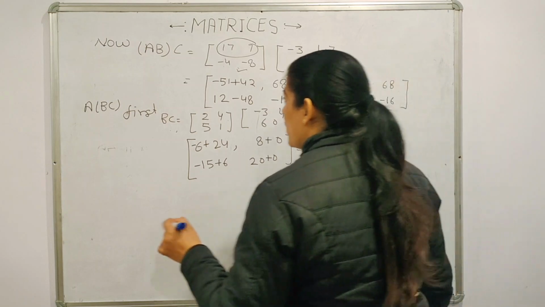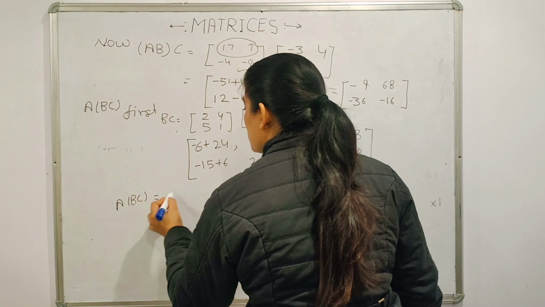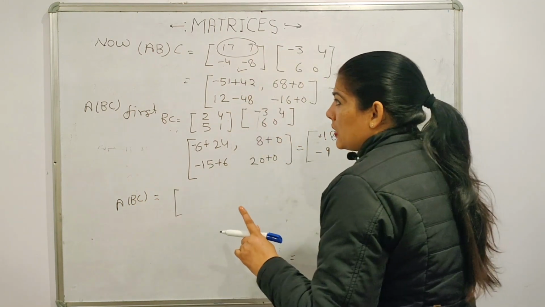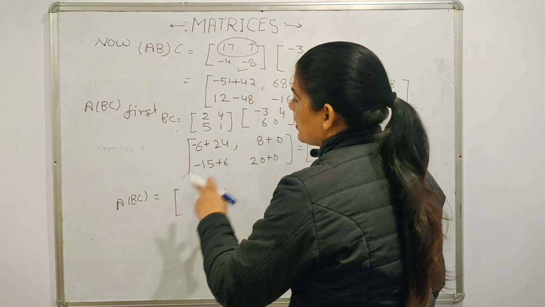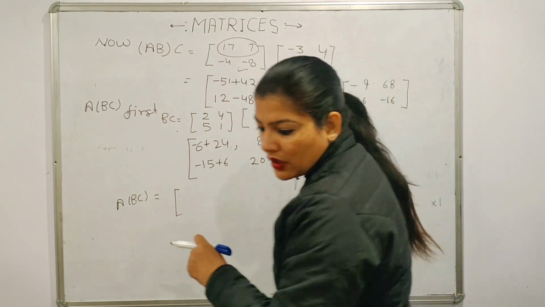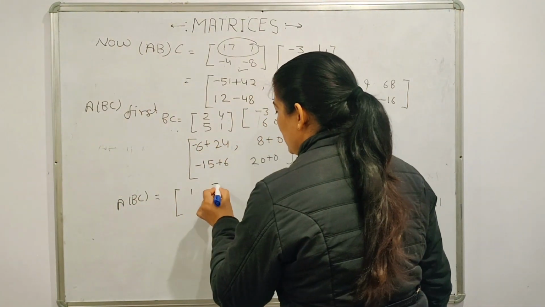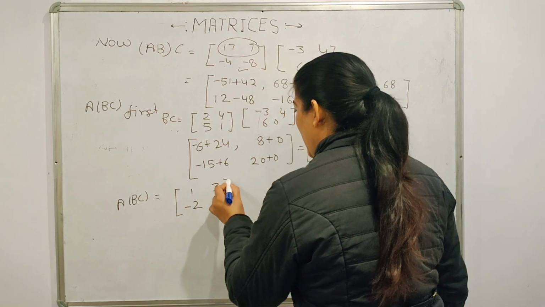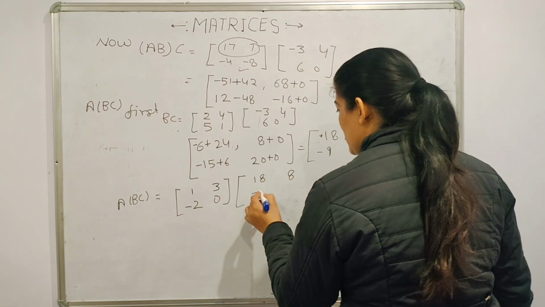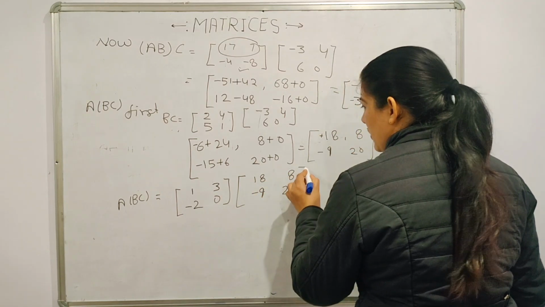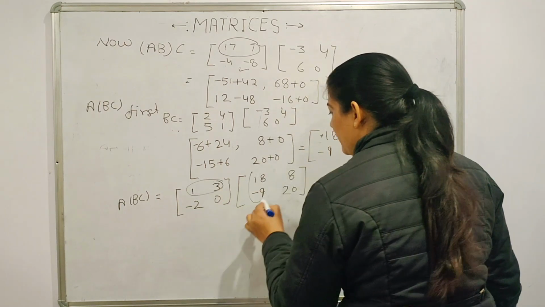Now you have to multiply this with A. So A, B, C. You have to write A first. Don't change the order here. So ABC is this. A is 1, 3, minus 2, 0. And the value of BC is 18, 8, minus 9, 20. So again, we have to multiply these two in the same method.